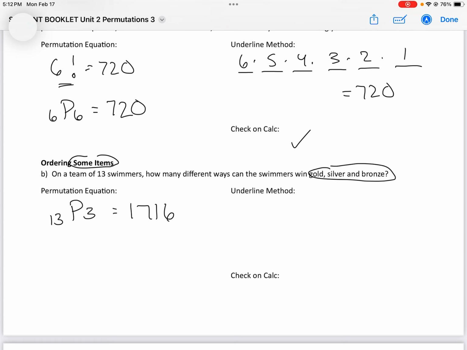Underline method. Gold, silver, bronze. There are 13 possible individuals that can come in first place to win gold. But once that person crosses the finish line, there's only 12 people left to win silver. Once that person crosses the finish line, there's 11 left. So if we do 13 times 12 times 11, we also get 1716.